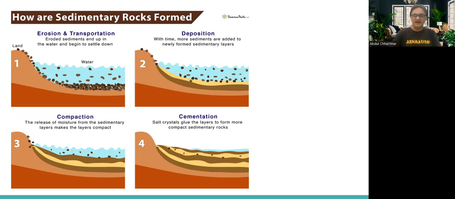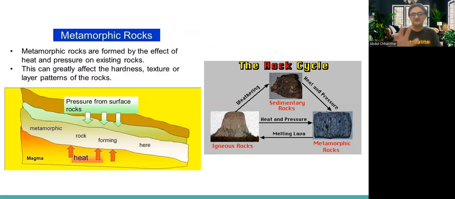Now the third type is the metamorphic rock. Metamorphic rocks are formed by the effect of heat and pressure on existing rock. So as you can see here, the materials and minerals which deposit inside the earth, through heat and pressure, turn into rock. We have the rock cycle over here on the left side of the screen.